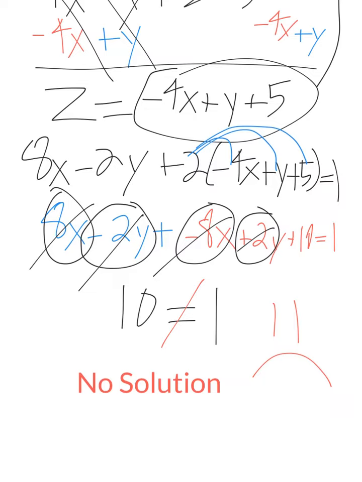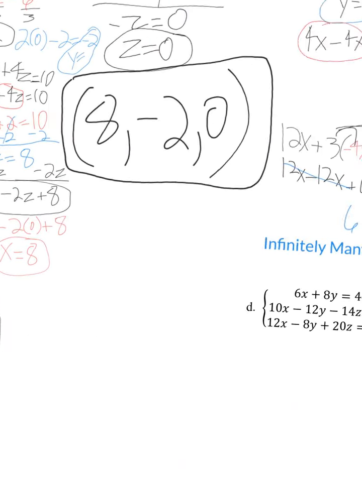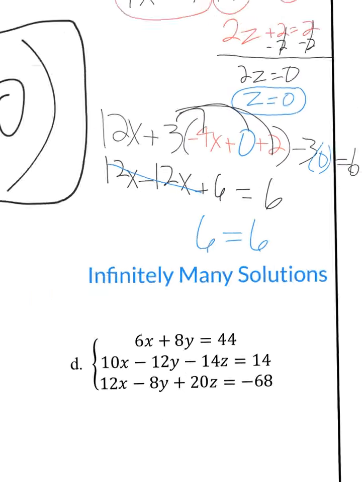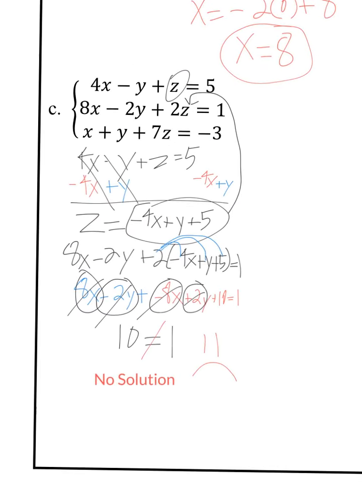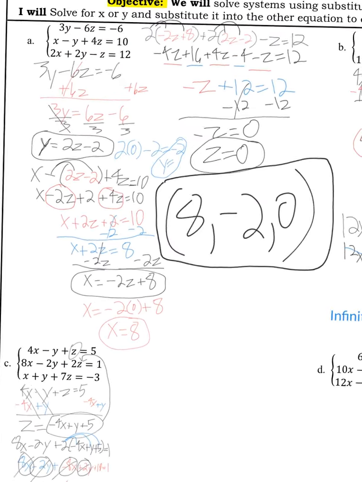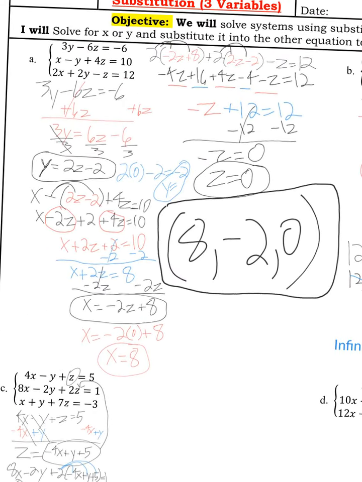So the key difference between these last 2 examples is one equaled a true statement, 6 equals 6, and then the other one equaled a false statement. So if it's a true statement, it's infinitely many solutions. If it's a false statement, it's no solution. Otherwise, you're going to get a normal long problem like the first example.